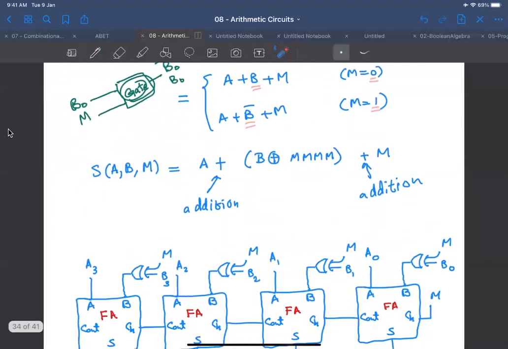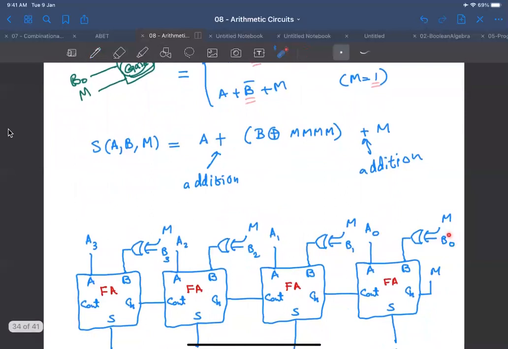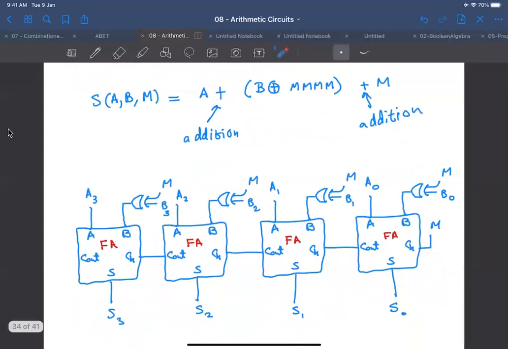You can see here that B0 is XORed with M, and then the result is added with A0 using a full adder. At stage 0, we have a carry in of M. Depending on whether we are adding or subtracting, M will be 0 or 1, respectively. At the next stage, we XOR M with B1 and then add it with A1 together with the carry from the previous stage. And similarly for the rest of the stages. Any question here?